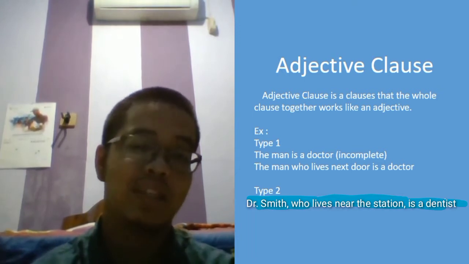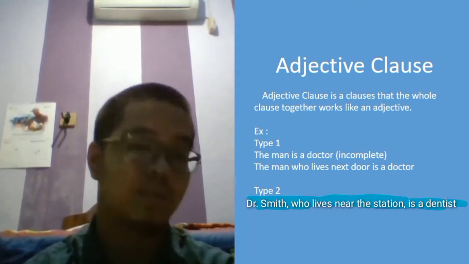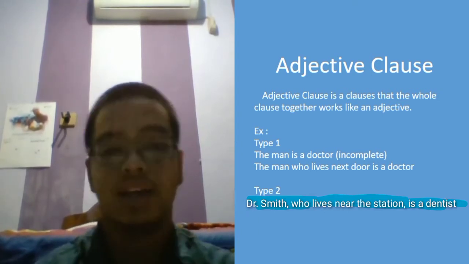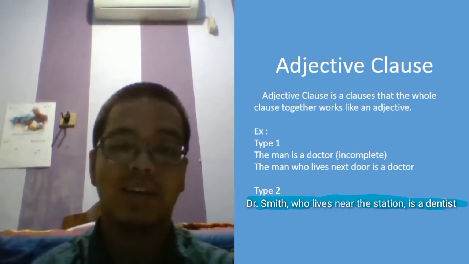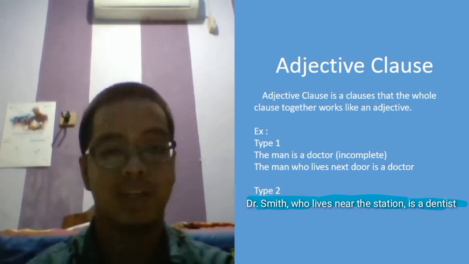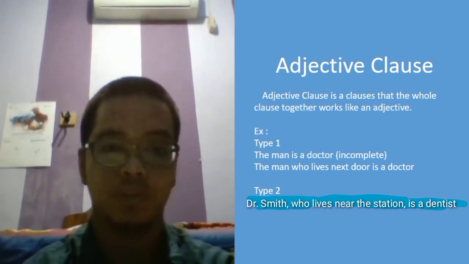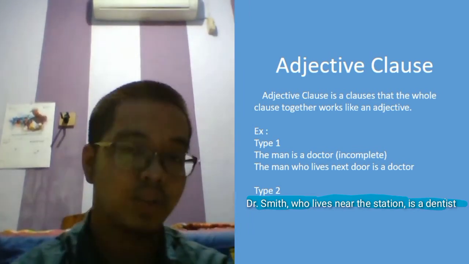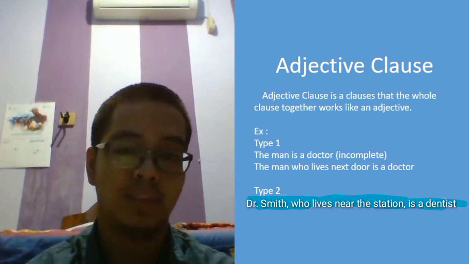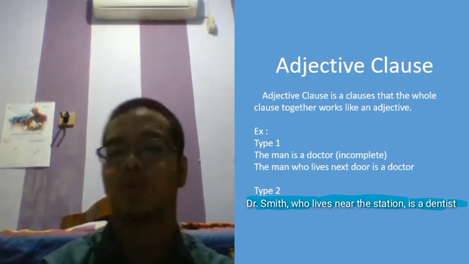So, to give specific information about this man, we add an identifying adjective clause. It is: the man is living next door. We put a connector and we put the identifying adjective clause. The man who lives next door is a doctor. Now we know specifically which man. That is the man who lives next door.